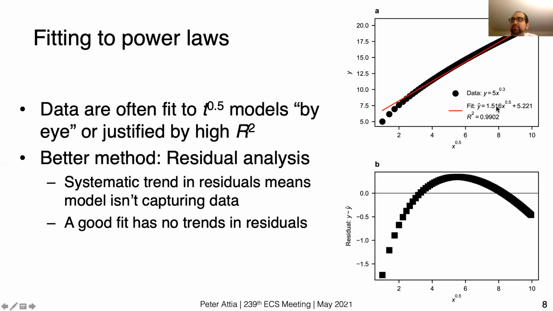We can see that the parameters are pretty different. This is really a 2-parameter model. This is also a 2-parameter model, but we've constrained the exponent to 0.5. We can see the parameters are quite different, but interestingly, the R-squared is very high. R-squared is 0.99, so to some extent this seems like it would be a good fit.